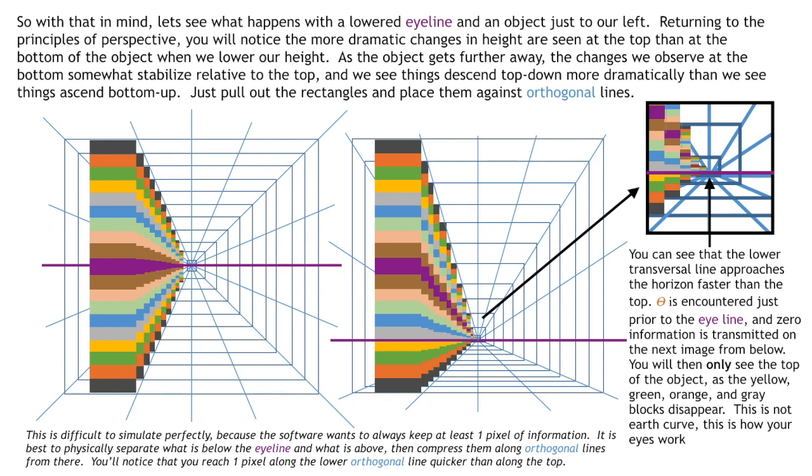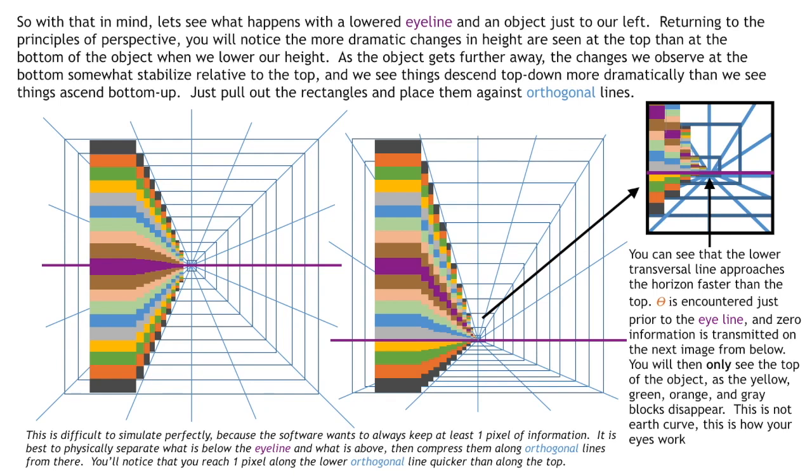So with that in mind, let's see what happens with a lowered eye line and an object just to our left. Returning to the principles of perspective, you'll notice the more dramatic changes in height are seen at the top than at the bottom of the object when we lower our eye height, just like with the bottle example. So as the object gets further away, the changes we observe at the bottom somewhat stabilize relative to the top, and we see things descend top down more dramatically than we see things ascend bottom up. So again, just pull out some rectangles and place them along these orthogonal lines and stratify them to the vanishing point, and you will see the same effect.